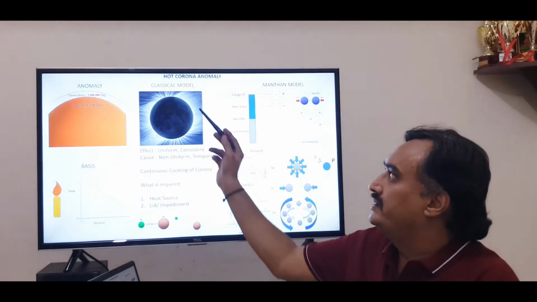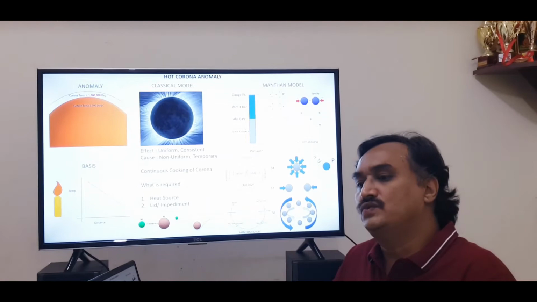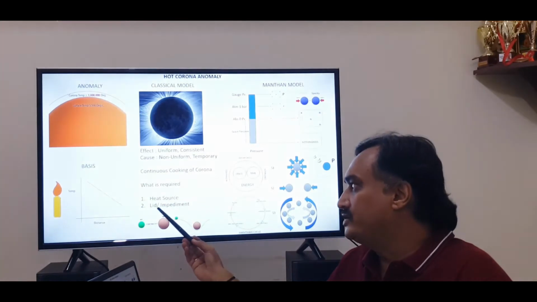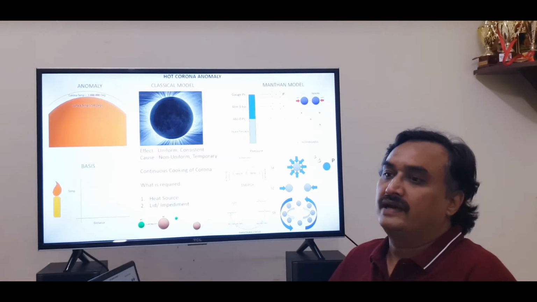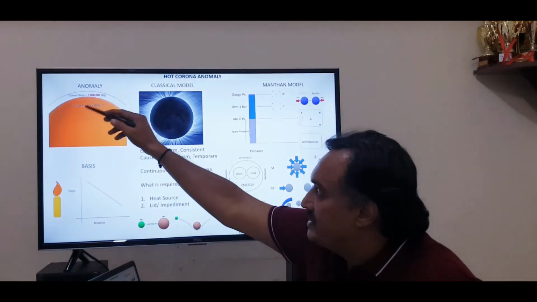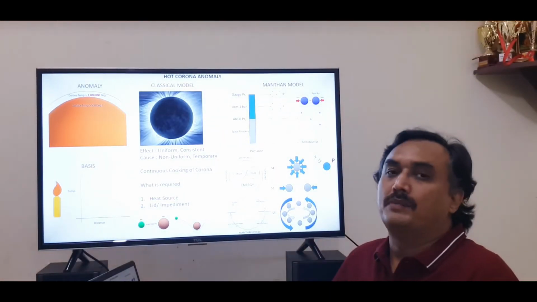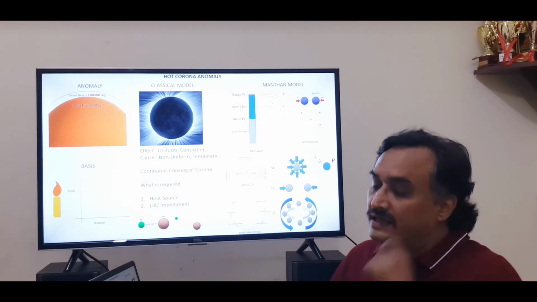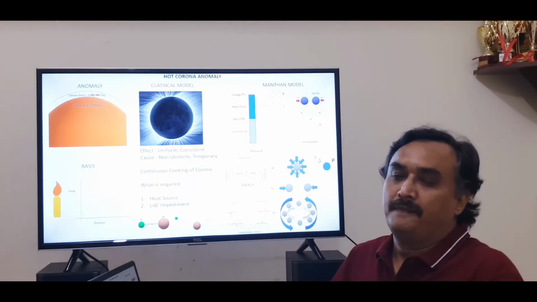So what is happening here in the corona is the continuous cooking of the corona. As you know, in any kind of cooking activity, what you need is a heat source, and there should be a lid or an impediment. What I mean by lid or impediment is that if there was nothing to stop the energy which is releasing from the sun, there was no reason why the temperature should go up to 1,000,000 degrees centigrade. The fact that it is going up to 1,000,000 degrees centigrade says that the energy is being pushed back. There is a kind of a lid.